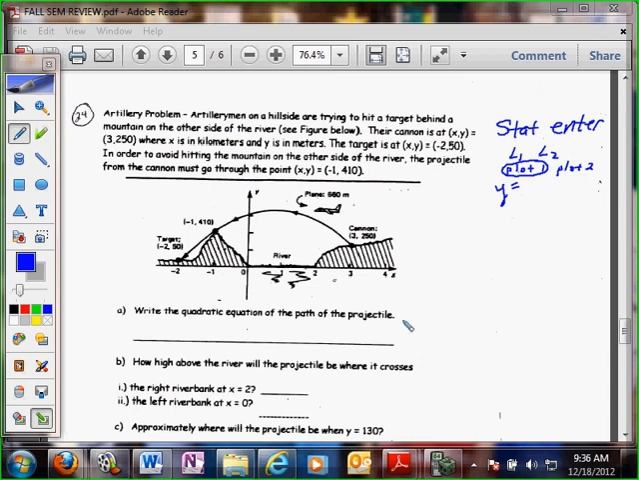How do you write the quadratic equation? You go Stat, Calc, the quadratic regression. And then just answer the questions about the problem.